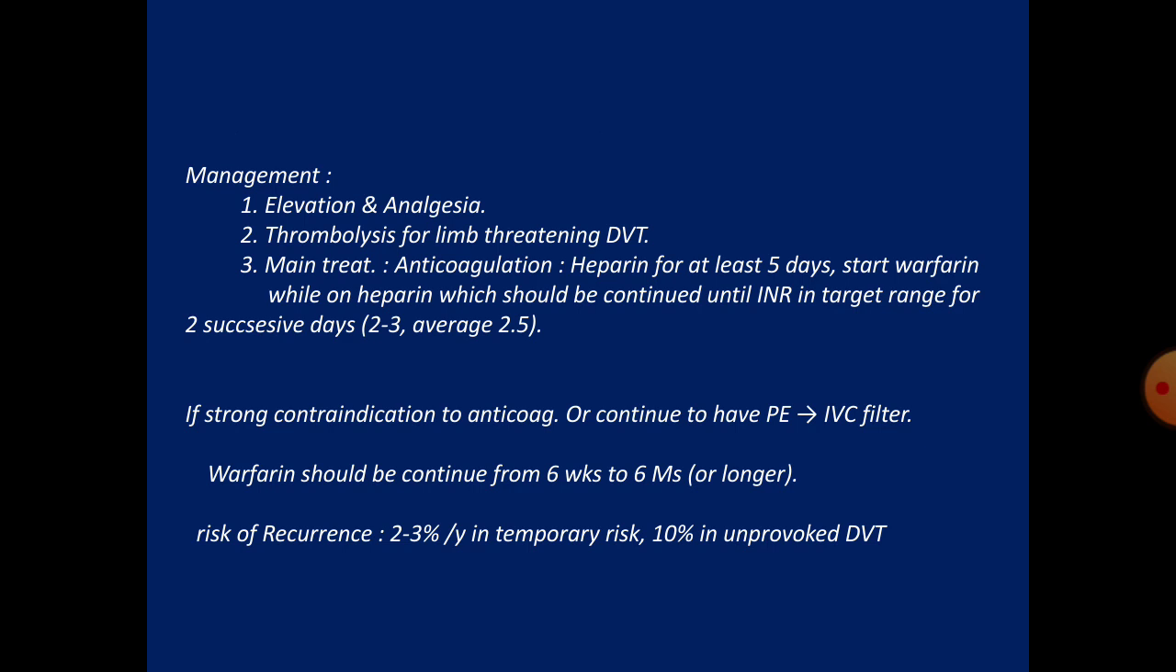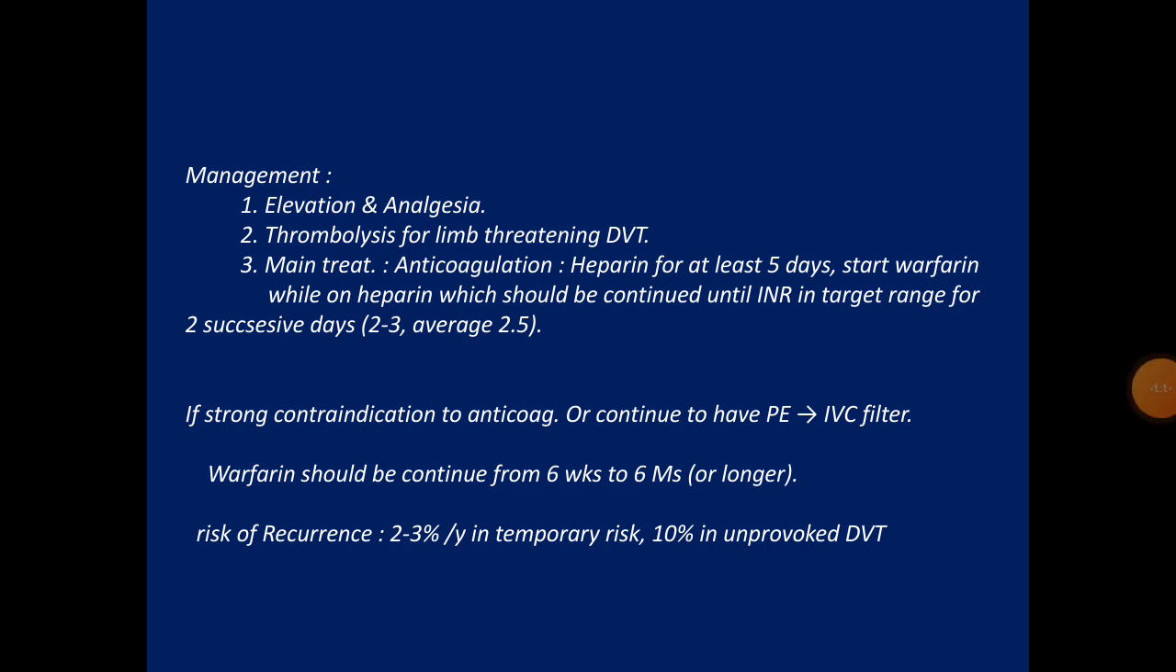To manage this patient, we should elevate the limb and give analgesia. Sometimes we use thrombolytic therapy for those patients who have extensive thrombosis with life-threatening deep vein thrombosis, and those complicated with dilated right-sided heart failure or pulmonary embolism. The main treatment is anticoagulation, either with heparin or low molecular weight heparin.